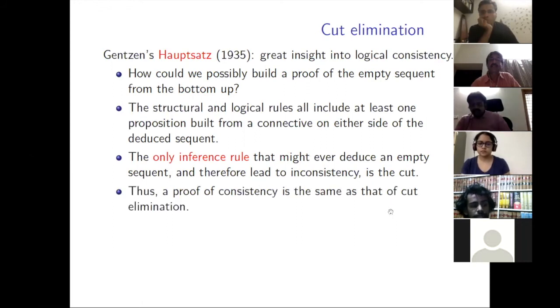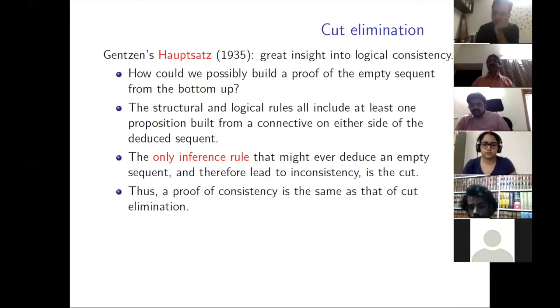And thus the proof of consistency is the same as the proof of the cut elimination theorem. What does the cut elimination theorem say? You give me any proof of a formula, there exists a cut-free proof. Take any formula, if it has a proof at all, it has a cut-free proof. If I prove that, that's all consistency means. And he doesn't do it just for this calculus, LK, as it's called.